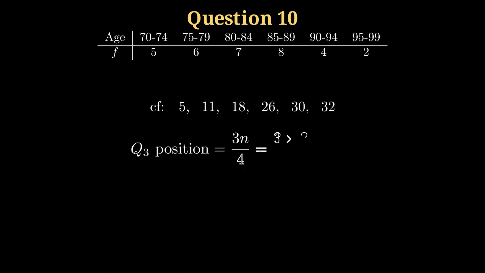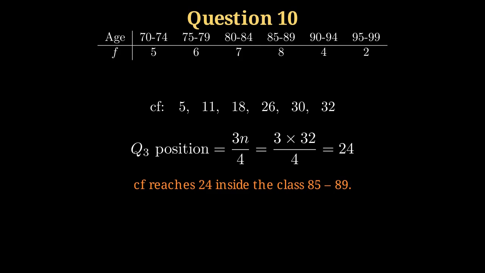For the upper quartile, we find its position. The upper quartile is 3/4 of the way through the data, so its position is 3n over 4. With n equal to 32, that is 3 times 32 over 4, which is 24. So we want the 24th value.